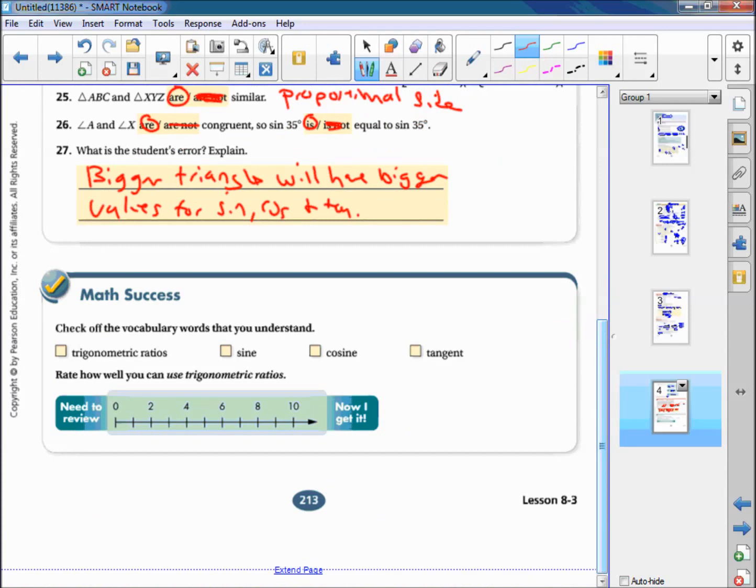Okay? So check off the vocabulary words that you understand. Trigonometric ratios, those are sine, cosine, tangent. You should know what they are. Now, understanding what they are, probably a little bit harder for you guys. So go back and watch the video one more time, most likely, and then come back in.